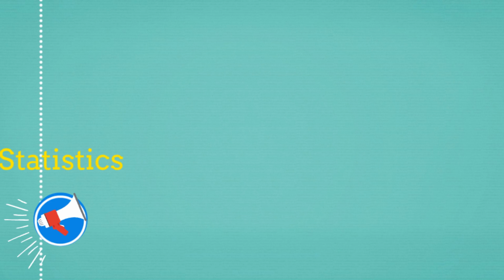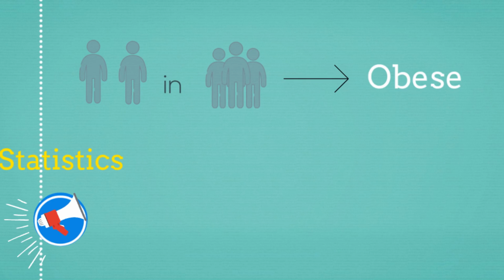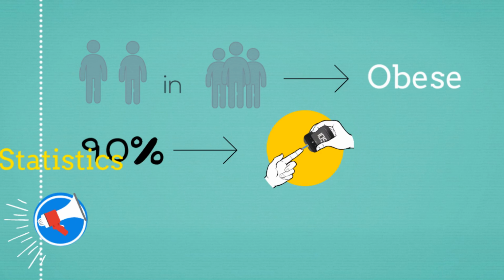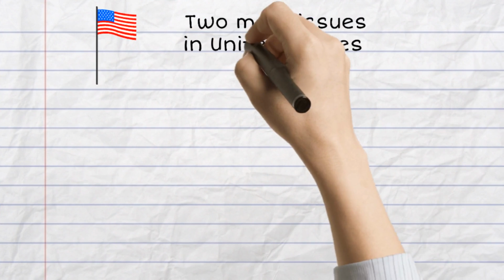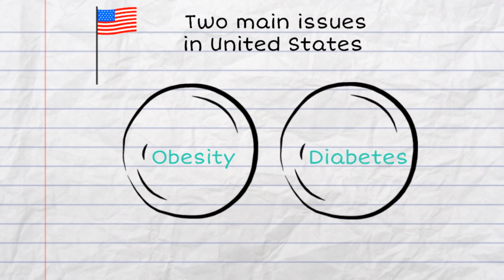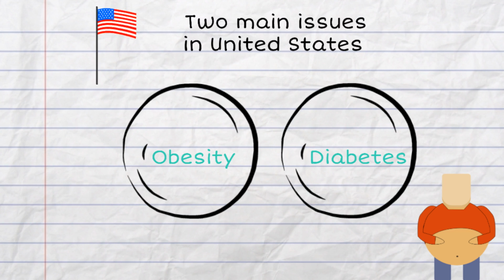A statistic says that more than 2 in 3 adults were considered to be overweight or have obesity in the US, and almost 90% of people living with diabetes are obese or overweight. The two biggest issues that the United States is facing are obesity and diabetes, and these two problems are weakening the United States' health, decreasing their capacity, and pressuring their economic security. So the government is using many strategies to stop these problems.